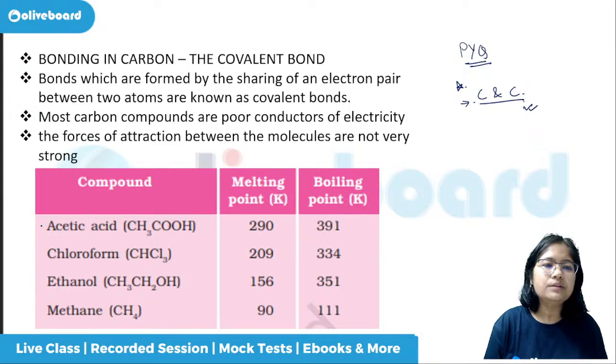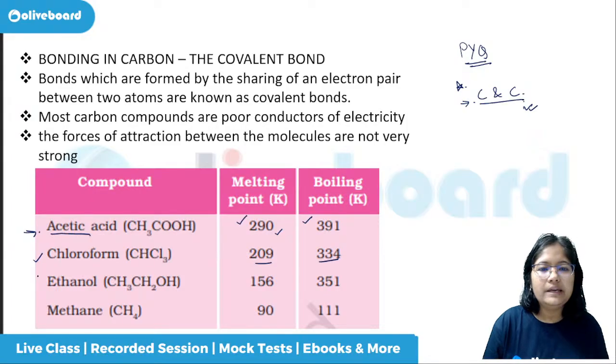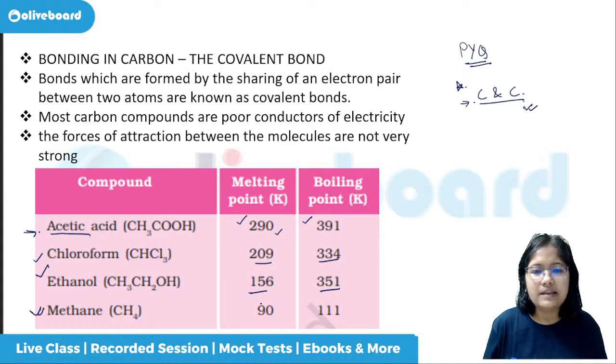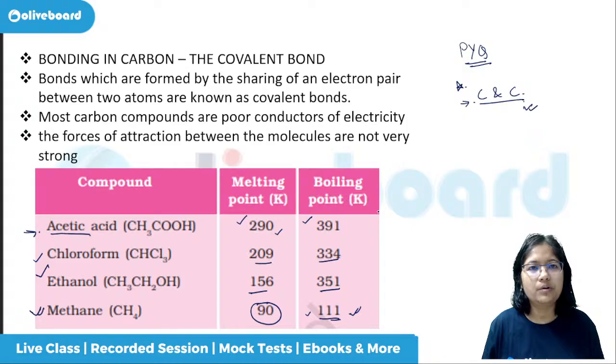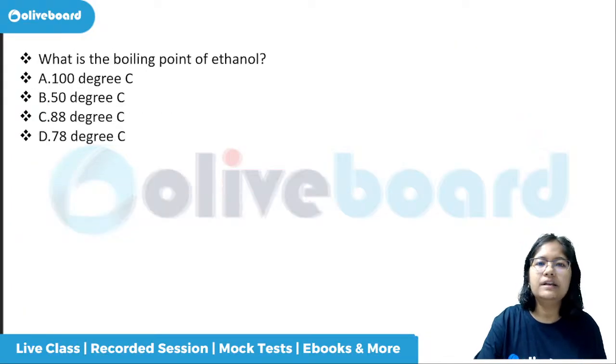All right. So now coming to acetic acid. You see here the melting point is 290 Kelvin and the boiling point is 391 Kelvin. Similarly, chloroform: 209, 334. Ethanol: 156, 351. And methane is 90 Kelvin for melting point and boiling point is 111. So these are some common melting and boiling points. Do we need to remember all of this? No, not required. But at least this basic is required because it is given in the standard books.